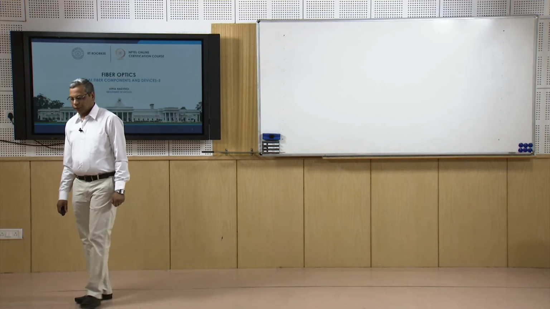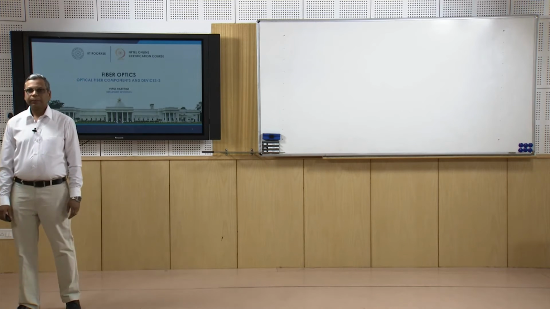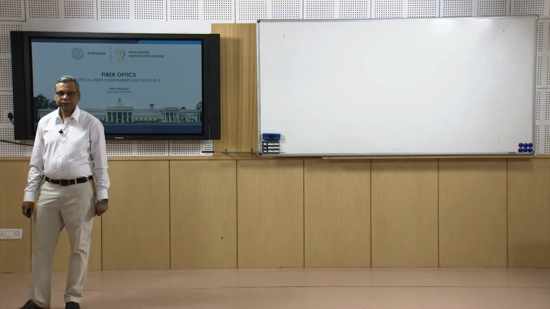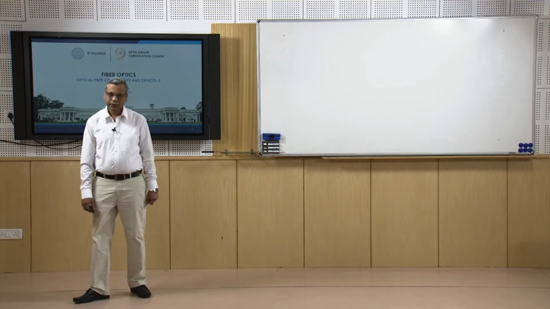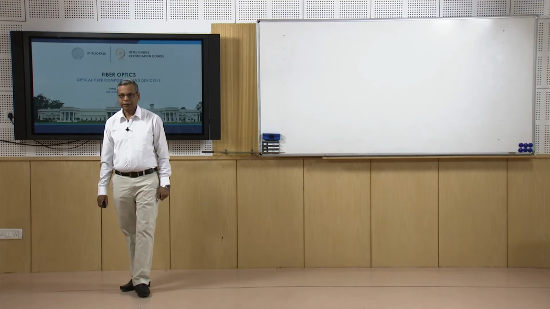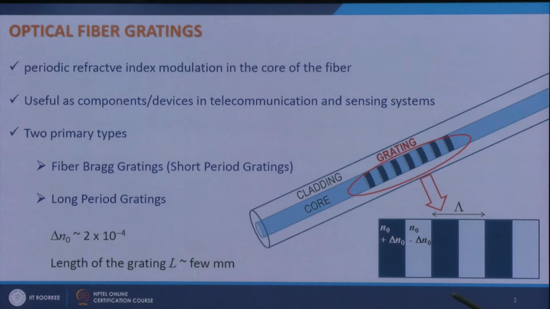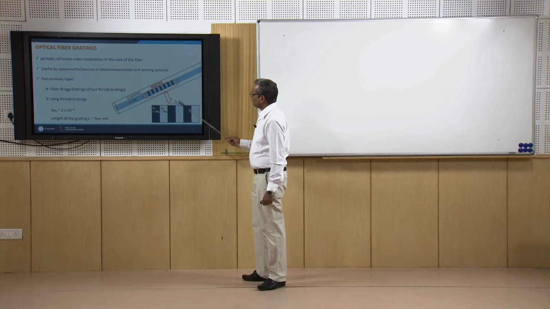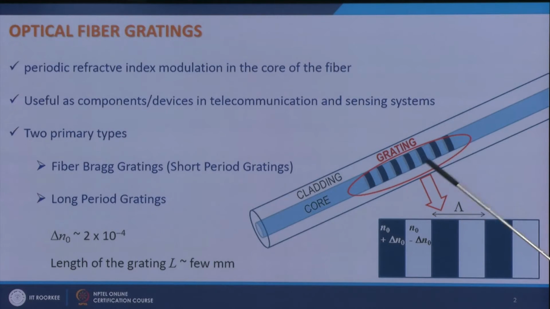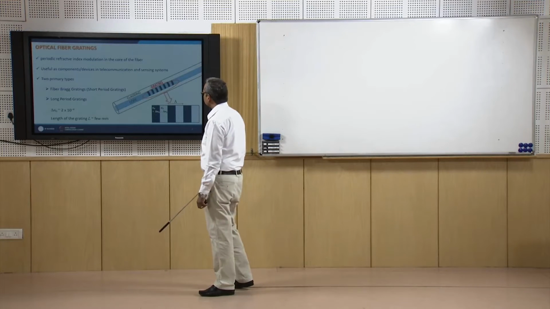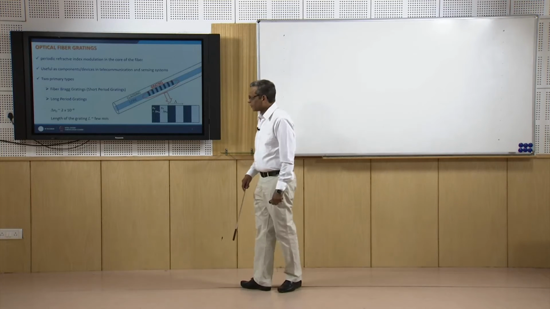In this lecture, we will study the periodic refractive index modulation in the fiber core. These periodic structures are called gratings. So, we are going to study fiber gratings. So, what we have is, in a fiber, if we create periodic refractive index modulation, then these kinds of structures can be used as components or devices in telecommunication and sensing systems.